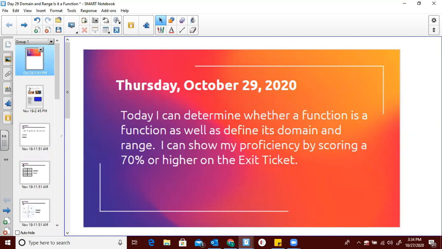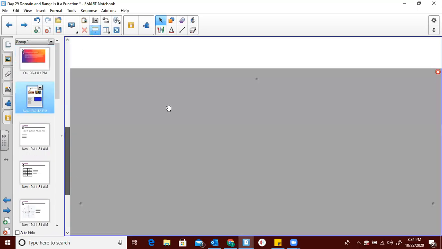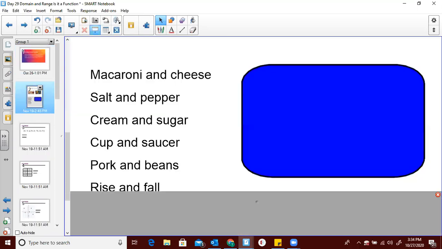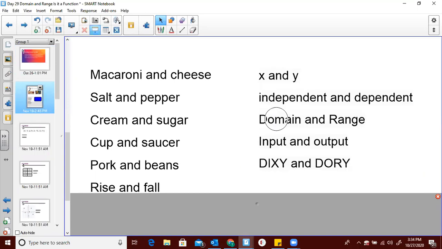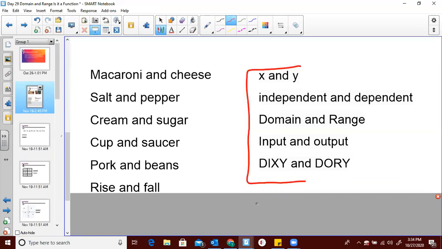Usually I skip these, but I think for today, this is a good one to have. So these are some examples. We're going to focus more on these. So we have x and y, independent and dependent, domain and range, input and output.